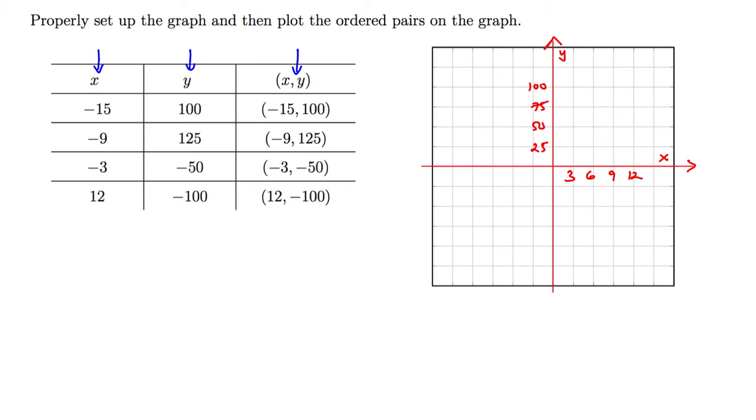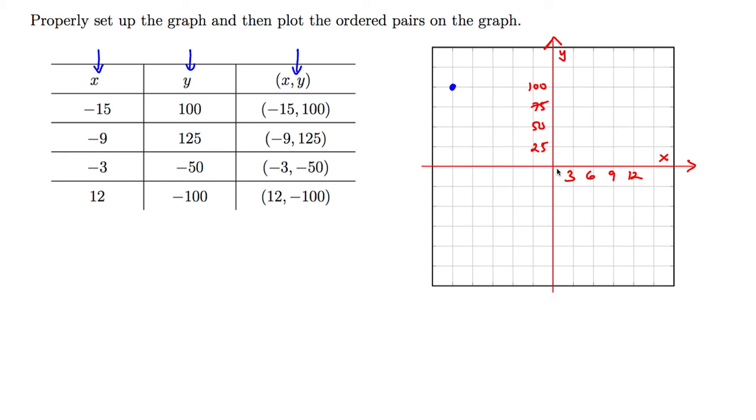To graph the first point, -15, 100, I will begin at the origin, and I will go left 15 units on the x-axis, keeping in mind that I'm going by 3, 6, 9, 12. -15 is here, 5 tick marks, which is still 15 units. To go up to 100, it's going to be 4 tick marks because each tick mark is 25 units: 25, 50, 75, 100. So this is where we need to put -15, 100.